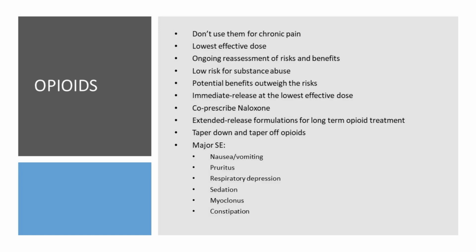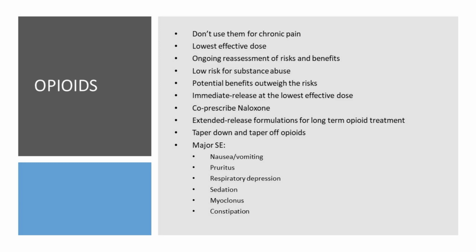General super important things to consider regarding opioids are the following. Please pay attention here. Don't ever use them for chronic pain management, as we said before. If necessary, always use them at the lowest effective dose and keep reassessing the risks and benefits of opioid use. Use them only if your patient has low risk for substance abuse and has persistent pain despite the other pain medications that we discussed earlier.